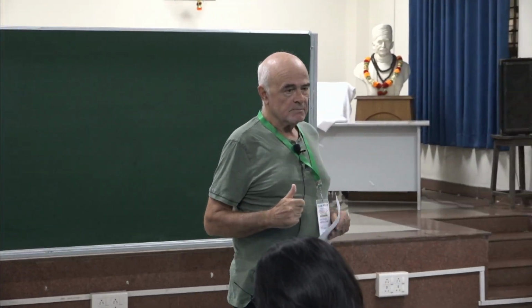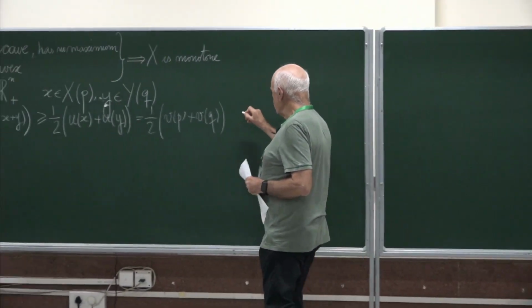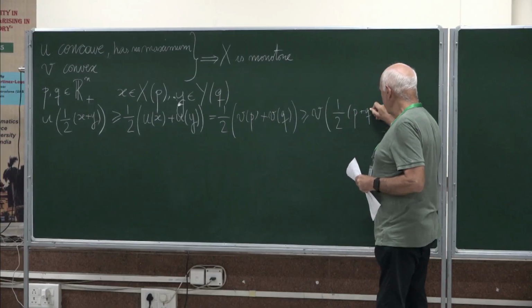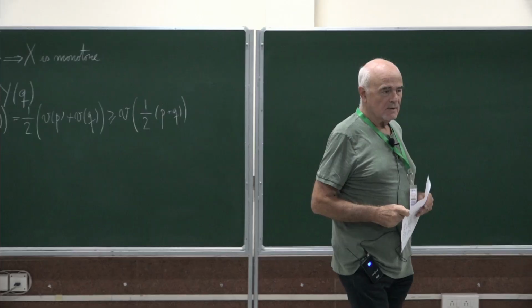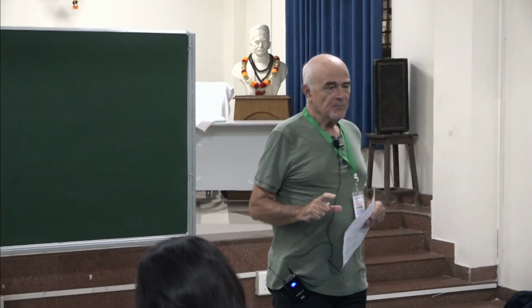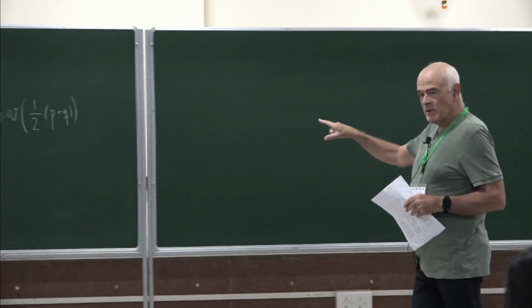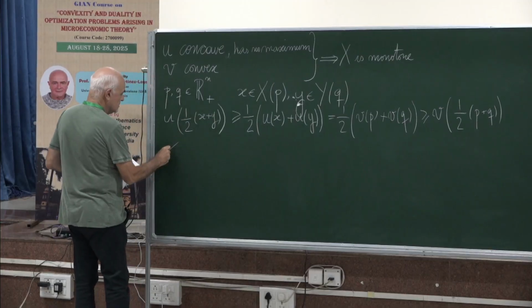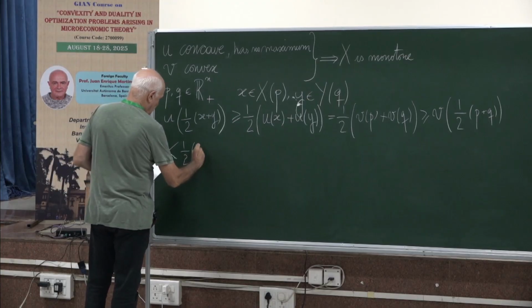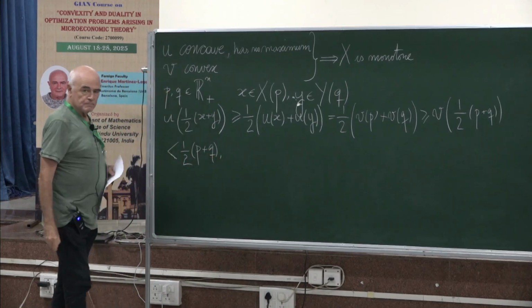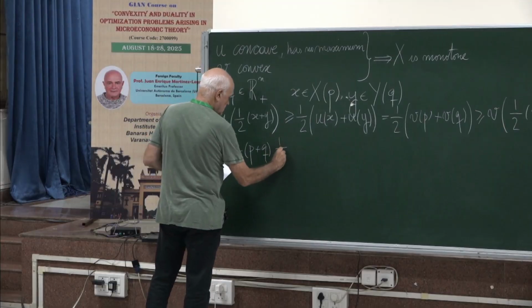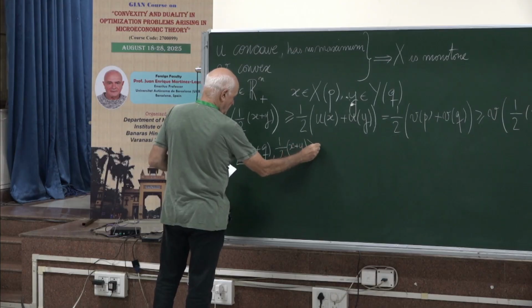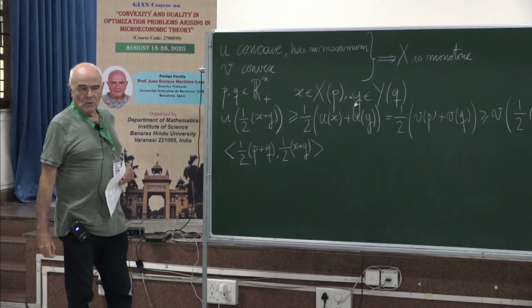And V is assumed to be convex. So this is greater than or equal to V of 1/2 (P plus Q). We are almost finished. So from the inequality we have obtained, I conclude that 1/2 (P plus Q) inner product 1/2 (X plus Y) must be greater than or equal to 1.